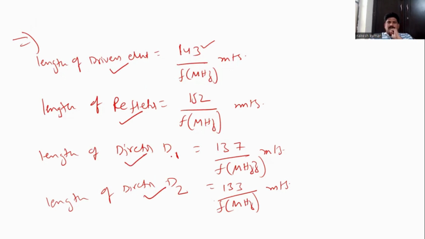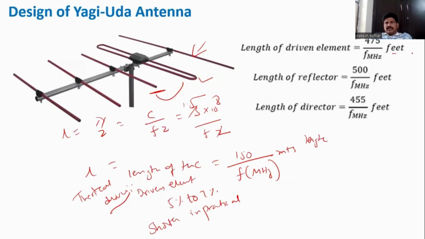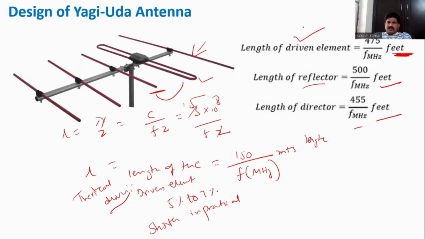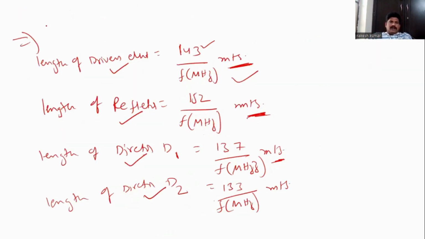These are all lengths, expressed here in meters. The same thing if I express in feet: the length of the driven element is 475 by f in megahertz, in feet, the length of the reflector is 500 by f in megahertz, in feet, and the length of the director is 455 by f in megahertz, in feet. You can use the meter formulas, and if you want to express in feet, you can use these.